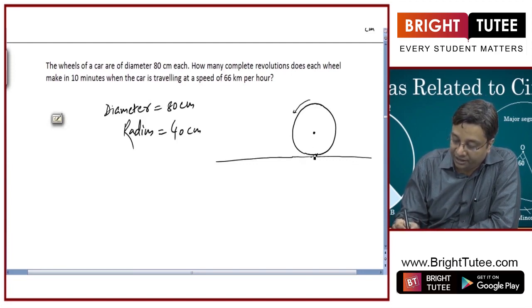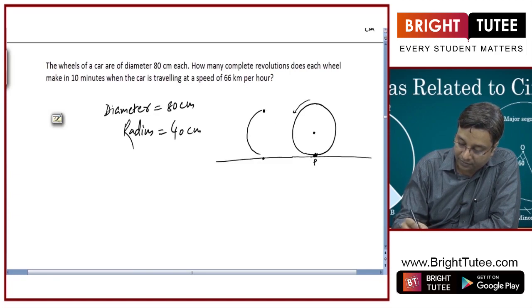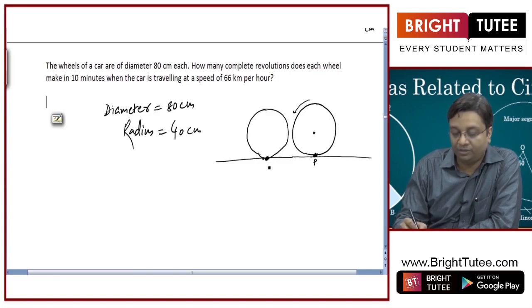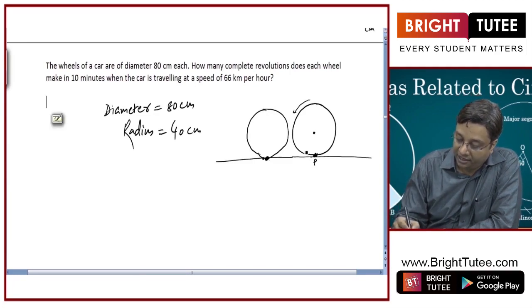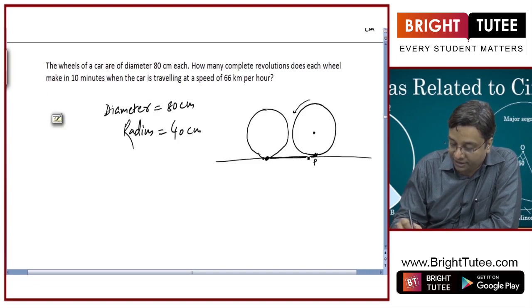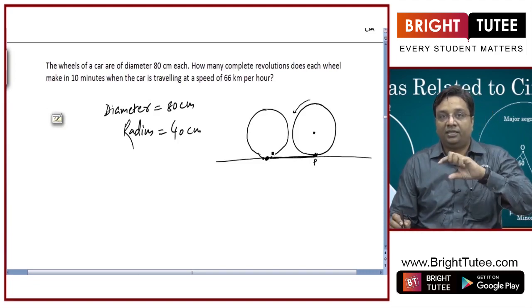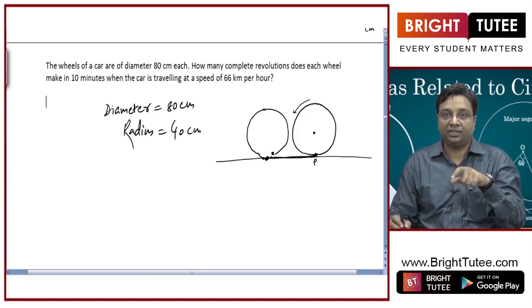Okay, if this wheel rotates and this point P comes back to this position, then we will say that this is one complete revolution. And how much distance will be covered in one revolution? It will be equal to the circumference of the circle, right?